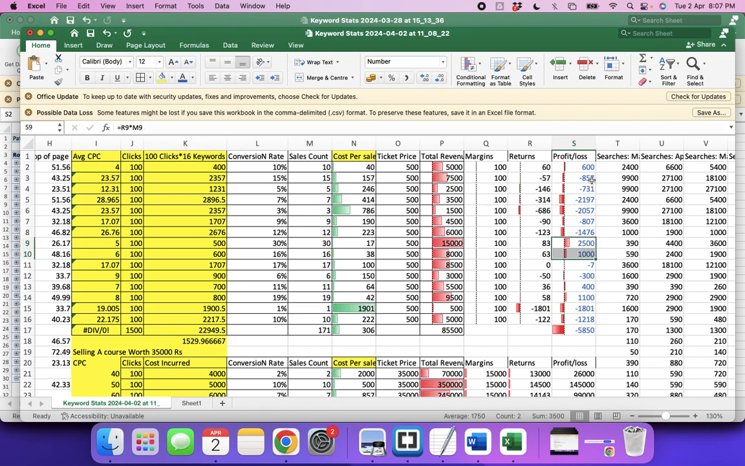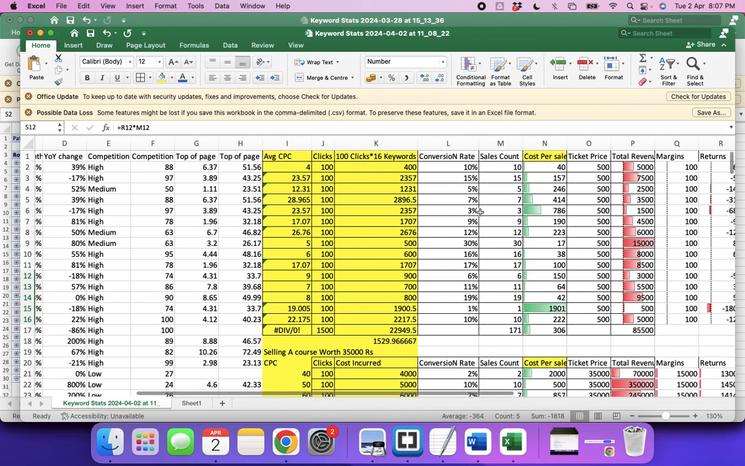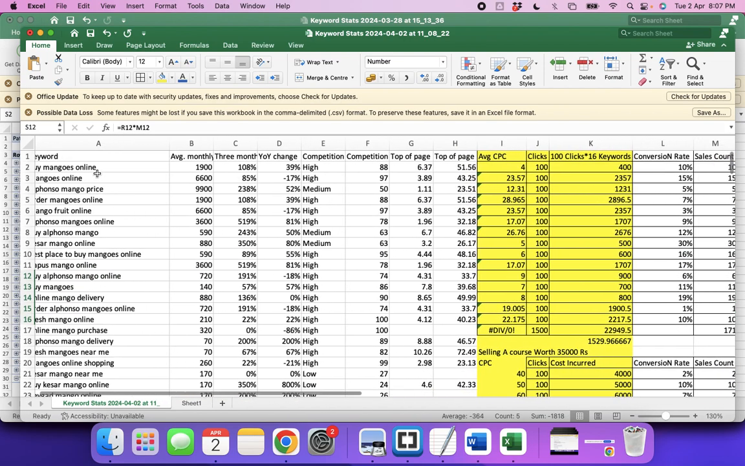Now despite you bidding on some good keywords, what's happening with other keywords? They are killing your profits. So stop bidding on these keywords and you will make profits. Are you all getting it?